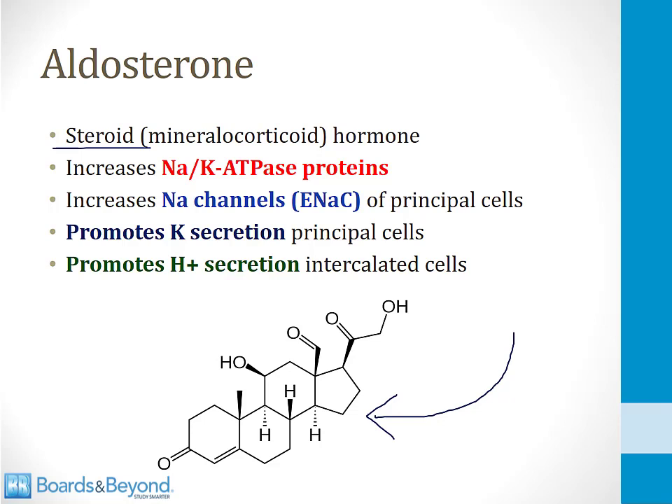It's called a mineralocorticoid because it has effects on minerals like sodium and potassium, and this is in contrast to cortisol, which is a glucocorticoid and has effects on blood sugar. Both cortisol and aldosterone are released from the adrenal cortex, and I talk about this in more detail in the videos on the adrenal gland in the endocrine section. Aldosterone's effects on the collecting duct are summarized on this slide.